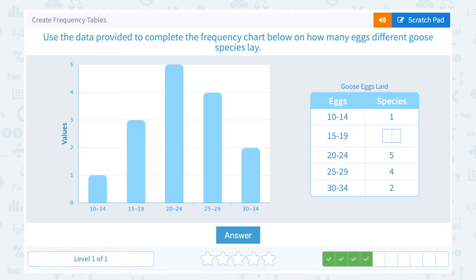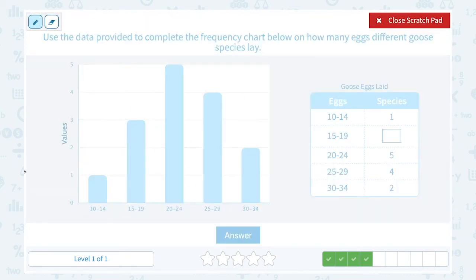Use the data provided to complete the frequency chart below on how many eggs different goose species lay. Okay, well, they filled in the first column. For 10 to 14 eggs, there was only one species. Okay, and we can see that here because for 10 to 14, that bar only reaches up to the 1. We want to fill in the missing value for 15 to 19 eggs, how many species?